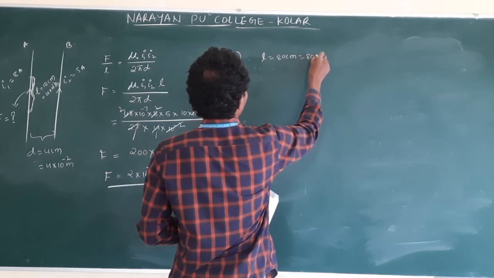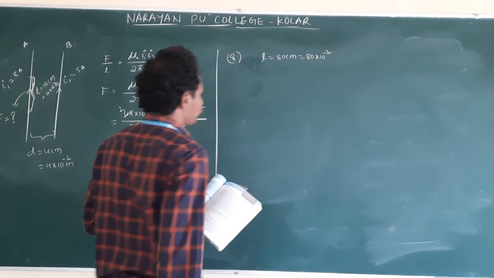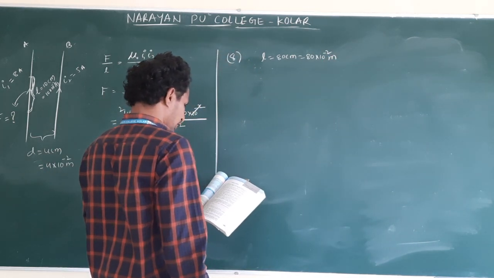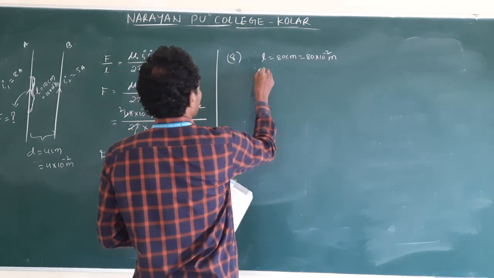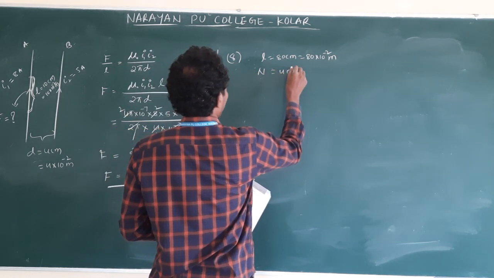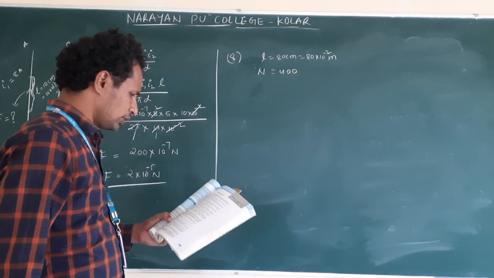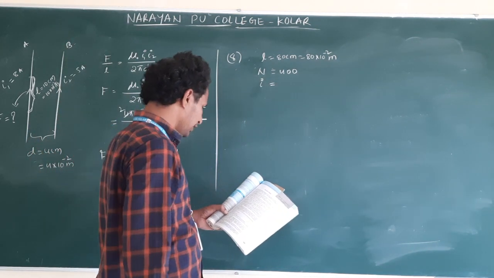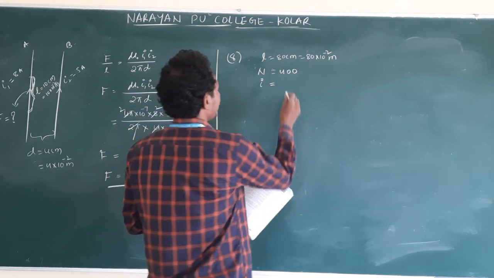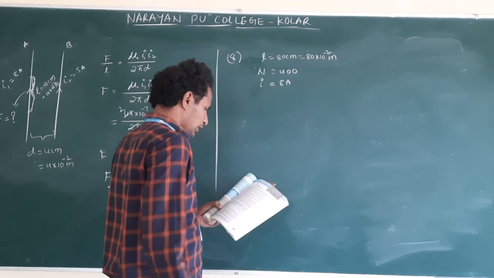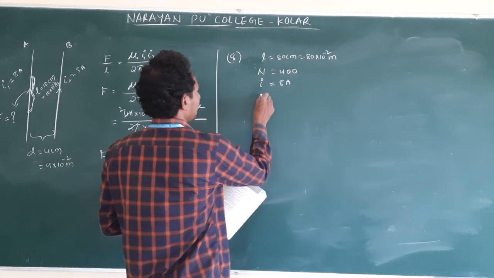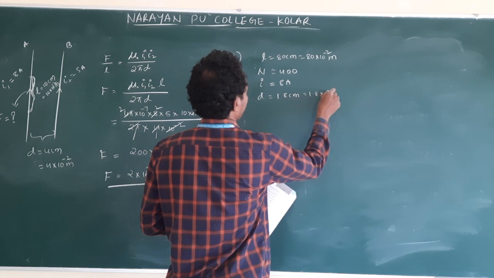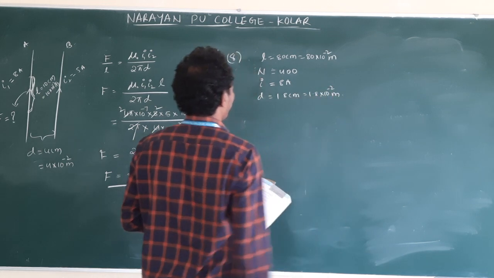This is equal to 80 into 10 power minus 2 meter. Next, number of turns. Capital N is given as 400. Current carried by the solenoid is 8 ampere. And diameter D is 1.8 centimeter, which is equal to 1.8 into 10 power minus 2 meter.